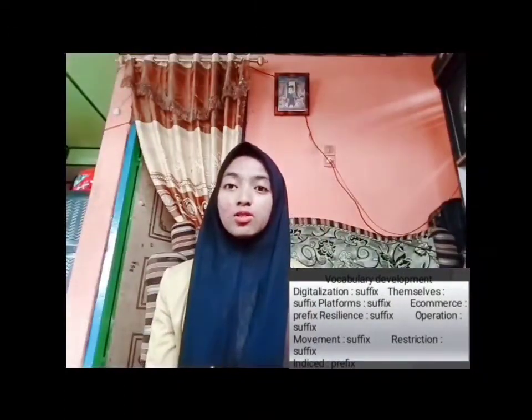And vocabulary development in paragraph 1: digitalization is suffix, then self is suffix, platform is suffix, commerce is prefix, resilience is prefix, operation is suffix, movement is suffix, and indicate is prefix.